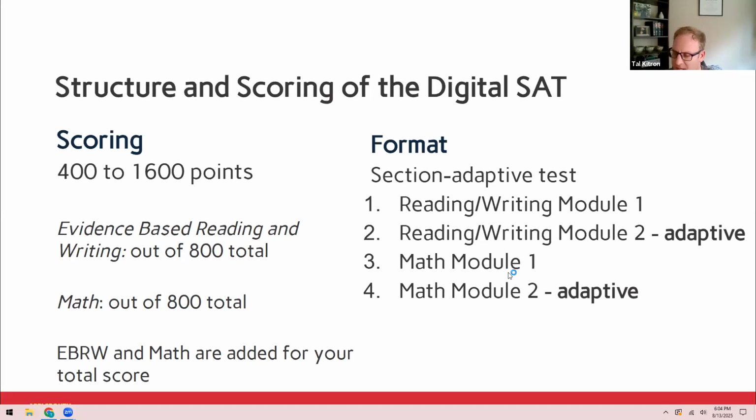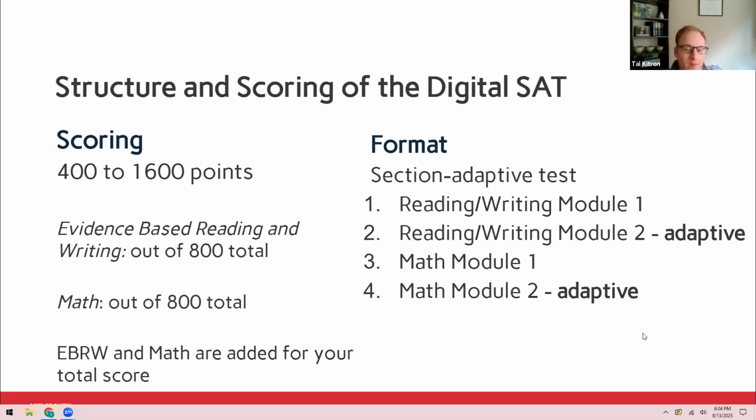So this test, we're going to kind of get into it now. This test is section adaptive, meaning that depending on how you do on this first module, reading and writing module 1, the second module will either be much harder or quite a bit easier. We want it to be harder. Section 3, math module 1, same thing. It's kind of a set form, and based on how you do, module 2 will either be much harder or much easier.